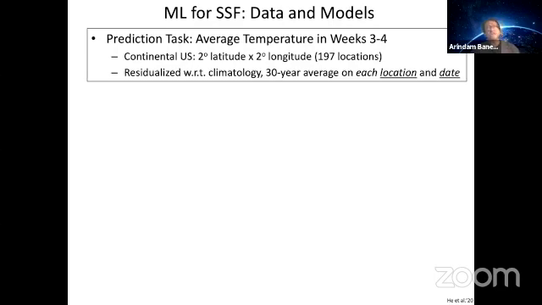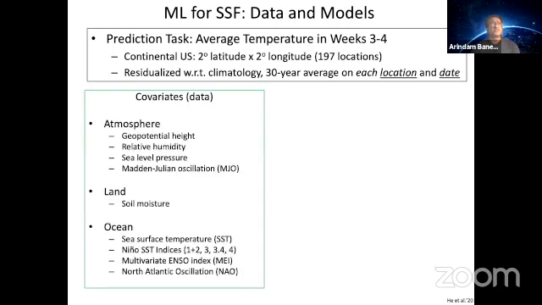And then we residualize with respect to climatology, right? So we basically remove the 30-year average on each location and date. So what you're left with is the residual signal that you have to forecast. And if you're able to forecast that well, then you are of course going to be doing better than the baseline, which is climatology. In terms of the covariates, we used covariates from the atmosphere, land, and ocean.